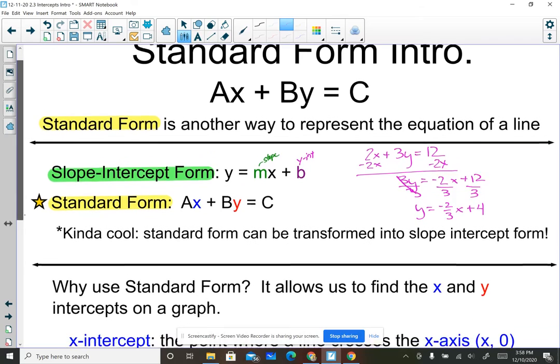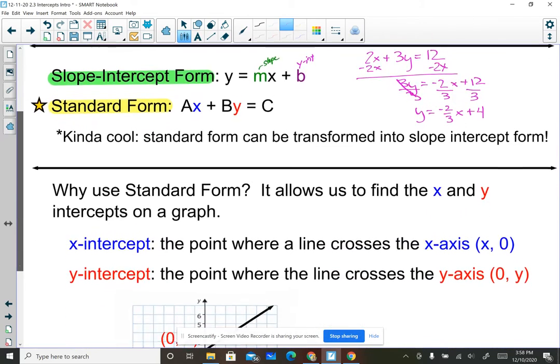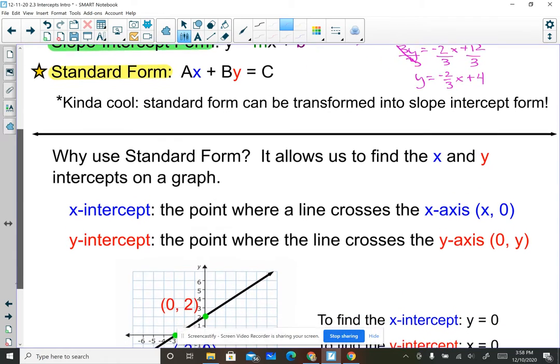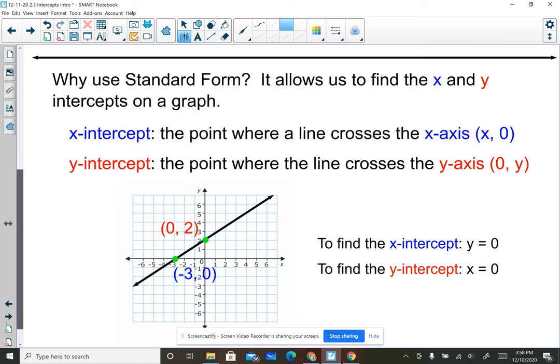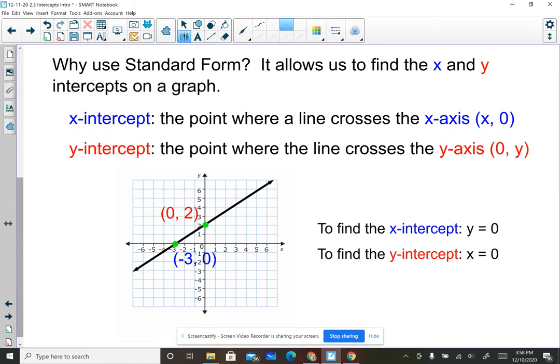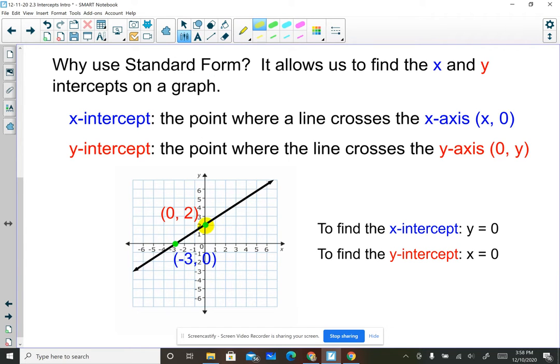So why are we using standard form? Standard form allows us to find the x and y intercepts on a graph. If you're looking down at this picture, you can see that this graph has an x-intercept and a y-intercept. We're used to looking at the y-intercept because we do that with slope-intercept form, so that's right here. But notice this one has an x-intercept as well. Those are the two points we're focused on when we are doing standard form.